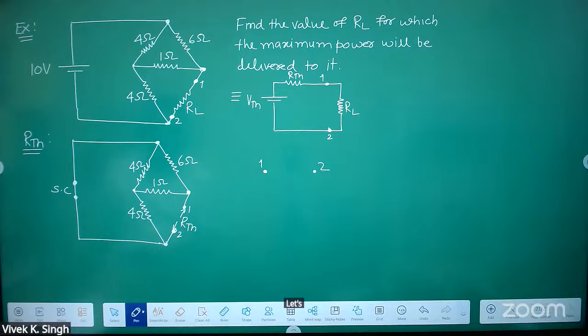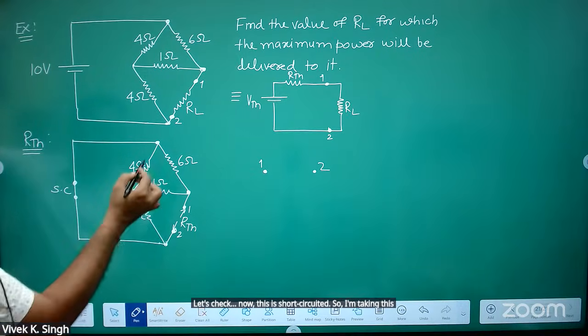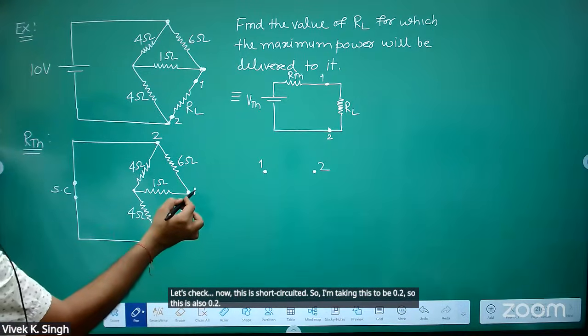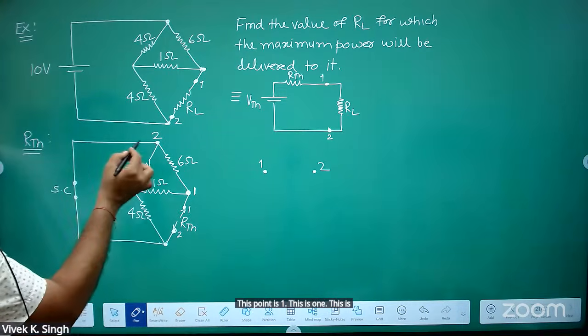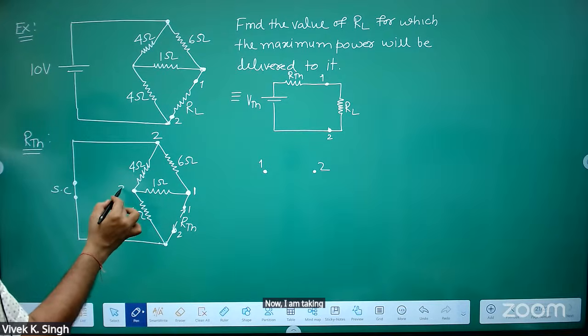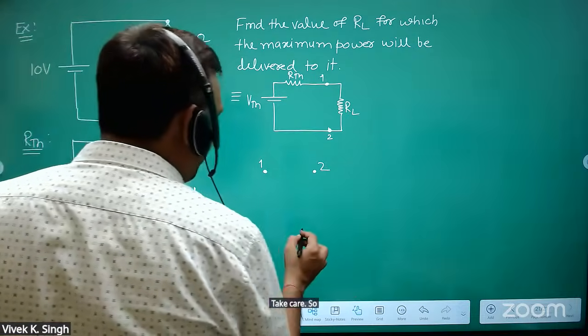Let's check. Now this is short circuited, so I am taking this to be point 2. So this is also point 2. This point is 1, this is 1. This is short circuited, so this point is 2. Now I am taking this point to be 3. Another point is 3 here.